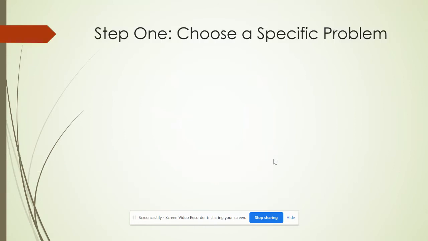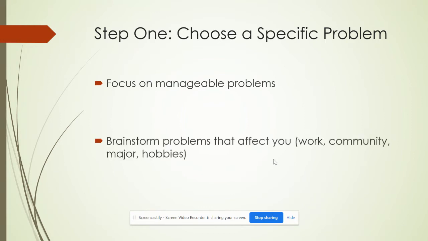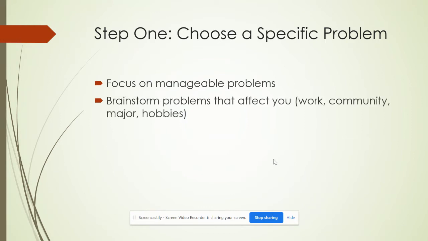The first step is that you want to choose a specific problem. This problem should be manageable, okay? Don't focus on worldwide problems such as world hunger or climate change. There's no way you can solve that in a 5 to 7 page paper. Brainstorm problems that affect you directly, problems at your work, in your community, maybe your major at MCC, or some of your hobbies. All right, for my example, I like mountain biking, so I might want to focus on problems I notice in mountain biking.